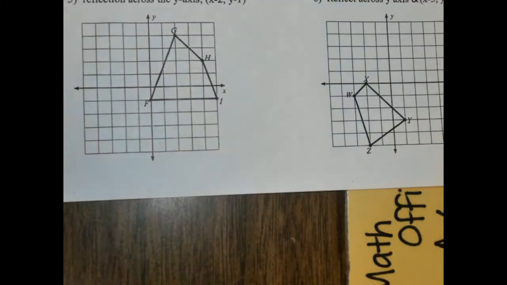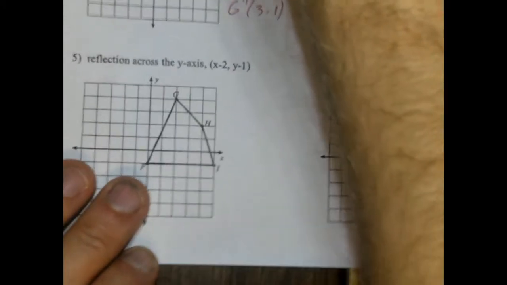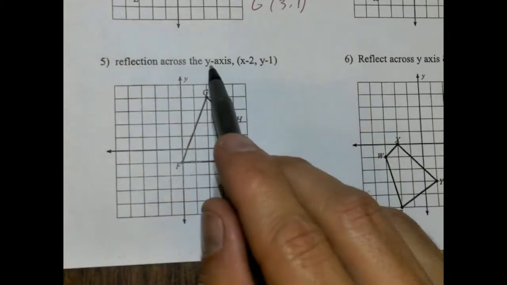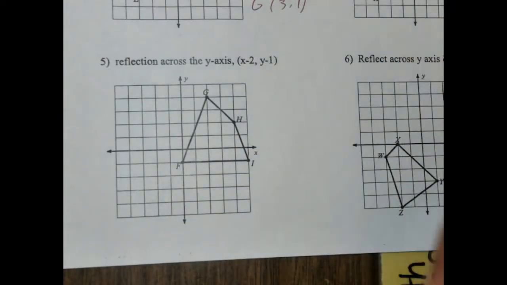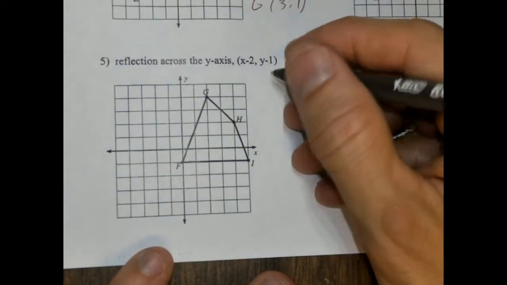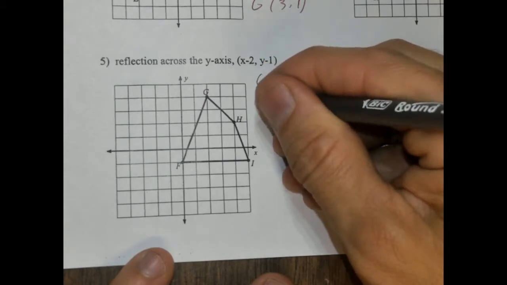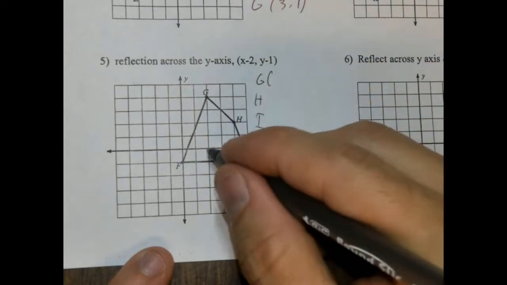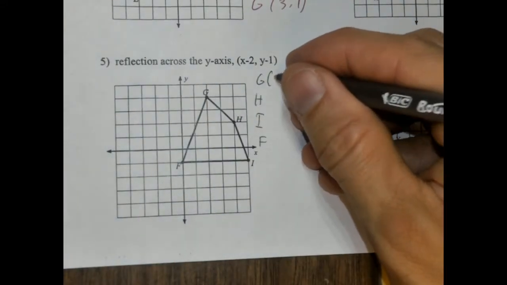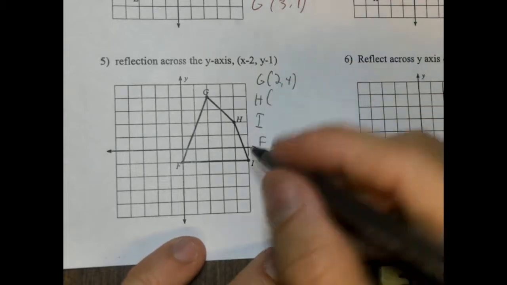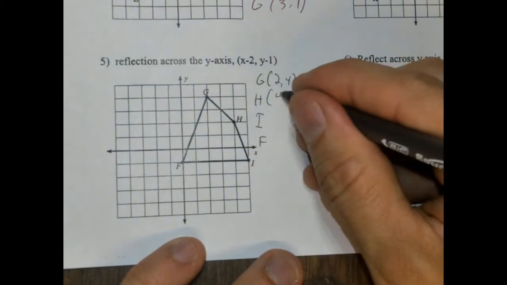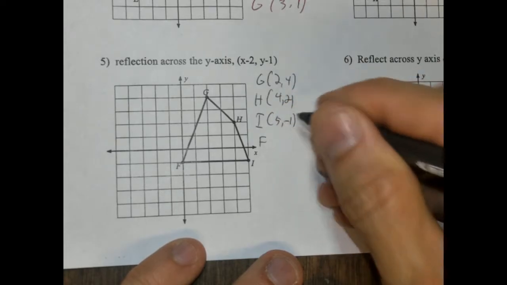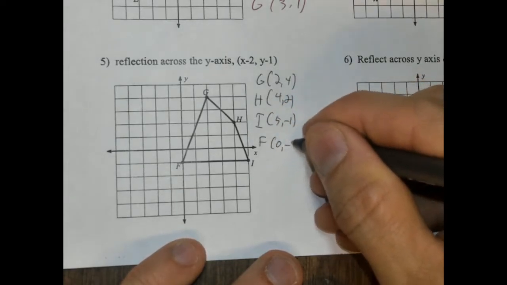Now, I think 2 of these I made a mistake when I made them. I think this one might go off the axis. Let's find out. So y-axis reflection and then a translation. Okay, it doesn't look like any of these have rotations, unfortunately. So G, H, I, F. G is going to be -2, 4. H is going to be 4, 2. I is going to be 5, -1. And F is going to be 0, -1.